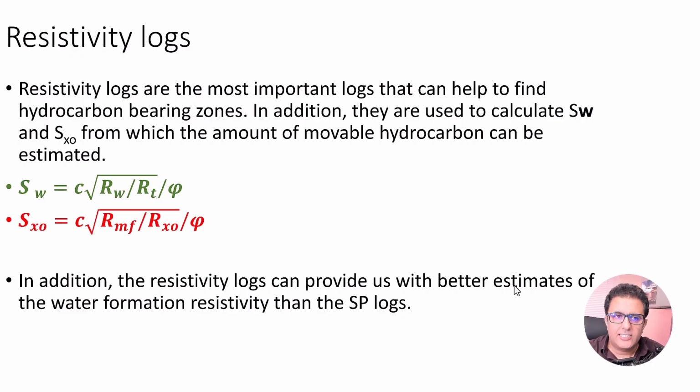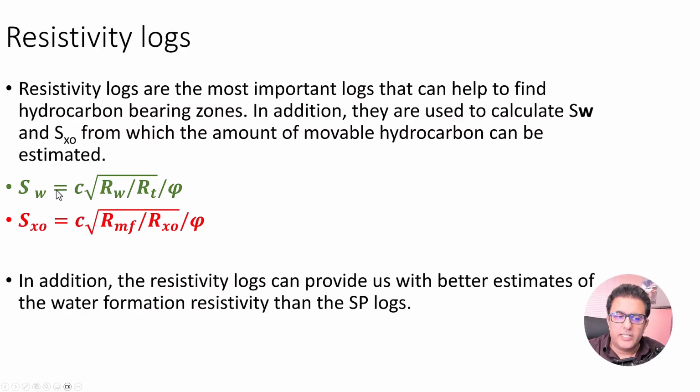Okay, now let's look at Archie's law. I mentioned before that there are two important parameters in Archie's law. One of them is SW, or water saturation in the virgin zone, and the other is SXO, or saturation in the flush zone.